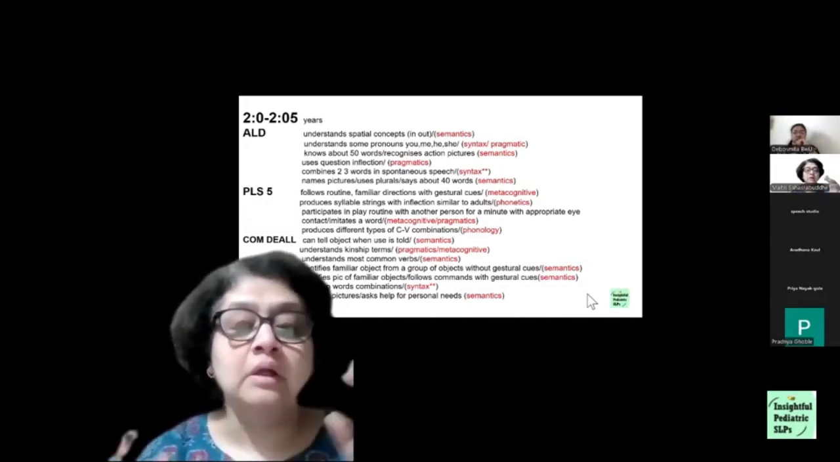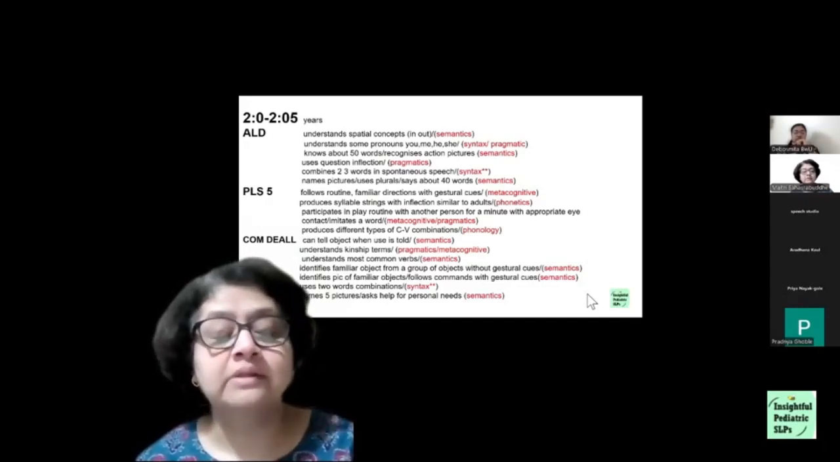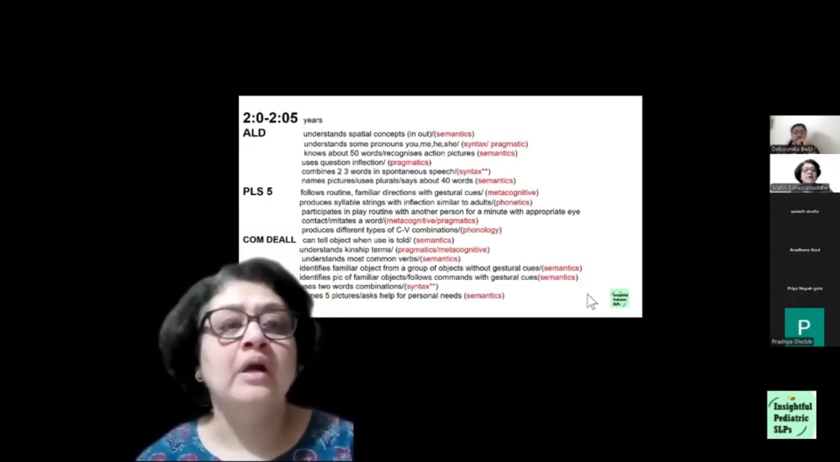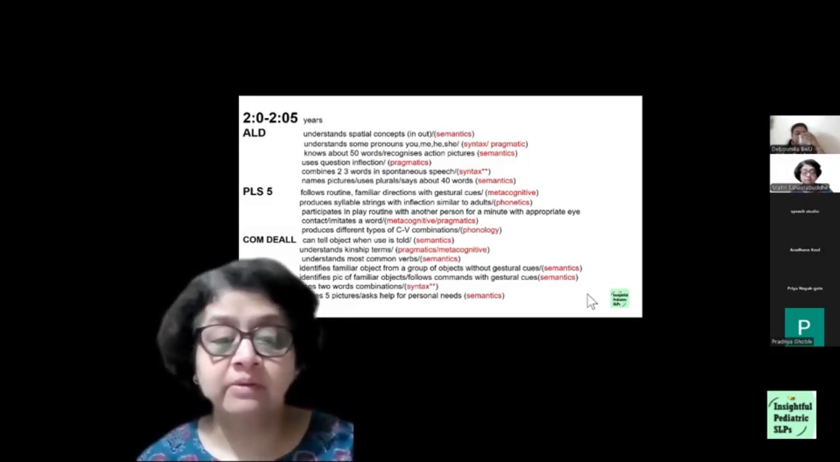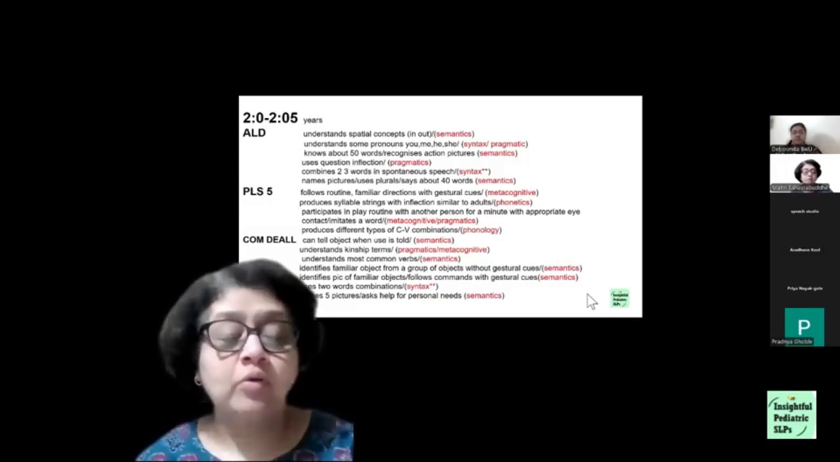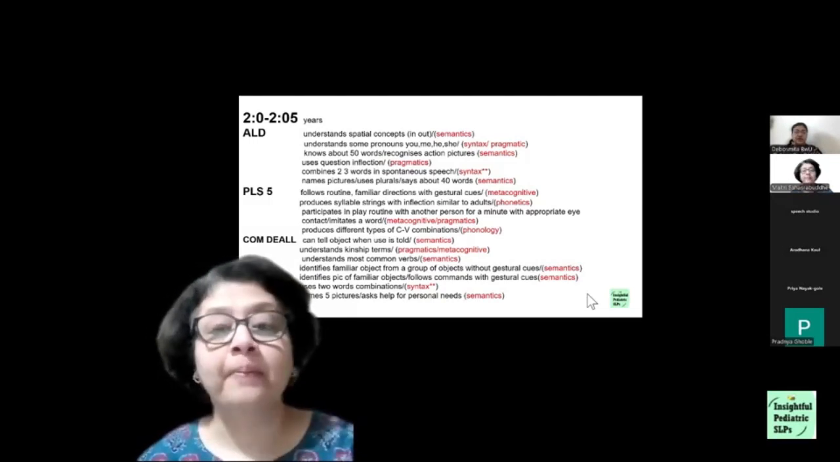Like what part of the anatomy of the language I'm testing when I'm doing ALD, when I'm doing PLS5, and even the COMDL, right? So most of it is actually coming to the semantics. Are you all able to see this? Yes, yes.